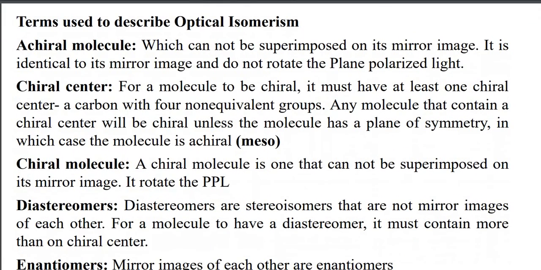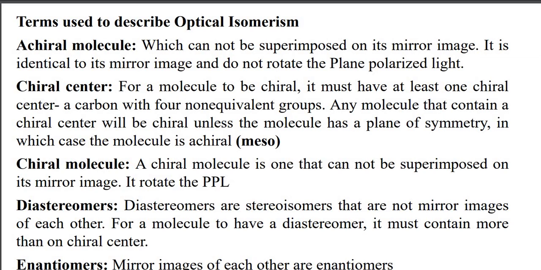Now, terms used to describe the optical isomers. A chiral molecule cannot be superimposed on its mirror image. An achiral molecule is identical to its mirror image and does not rotate plane polarized light. Chiral center means what? For a molecule to be chiral, it must have at least one chiral center, a carbon with four non-equivalent groups.